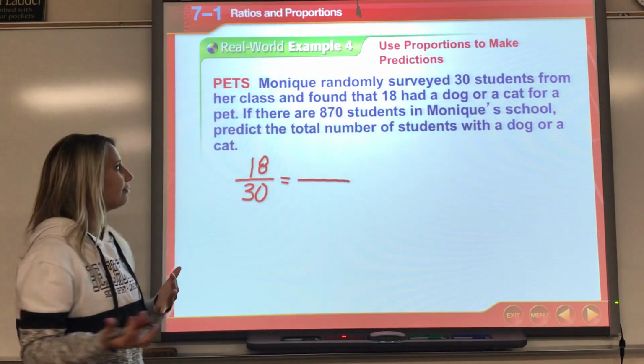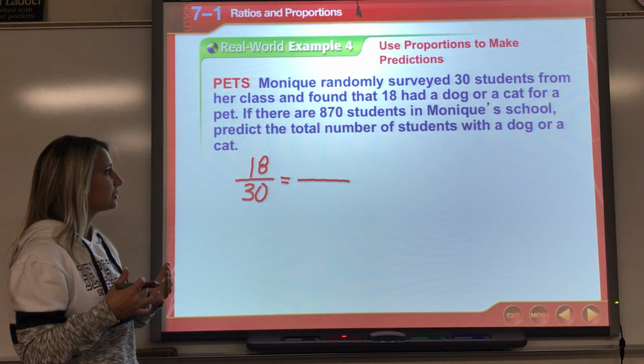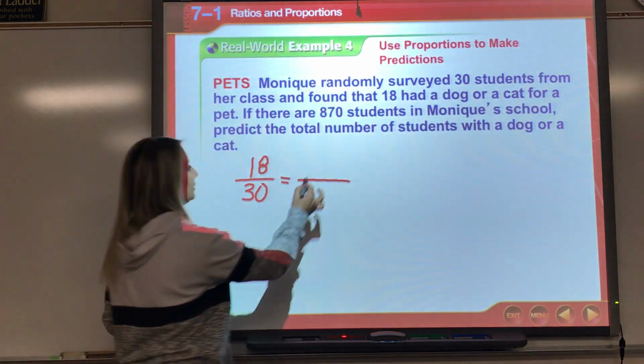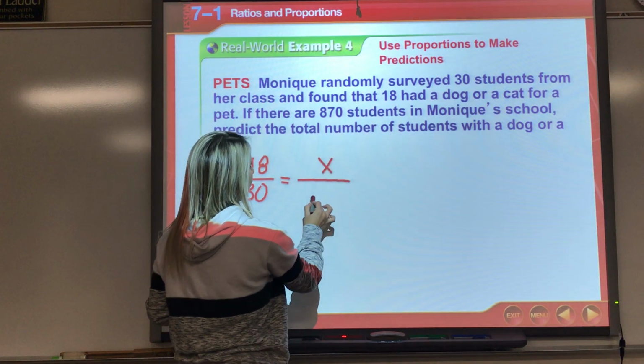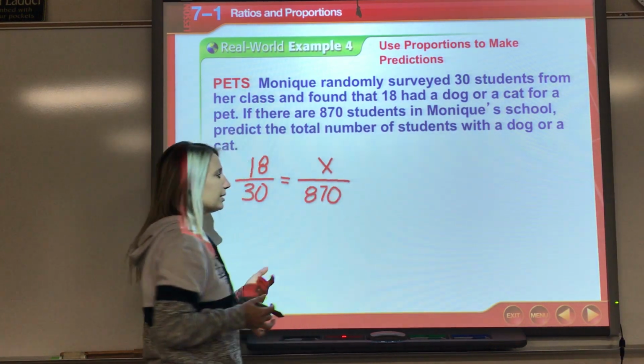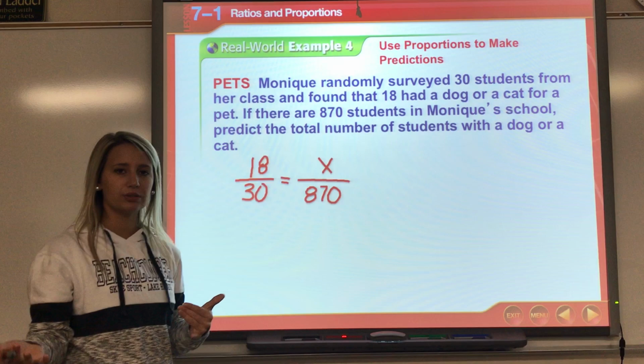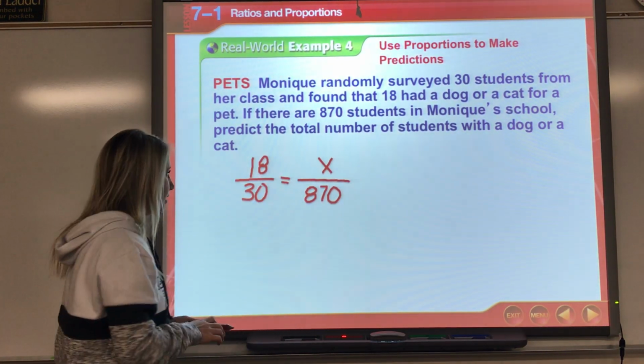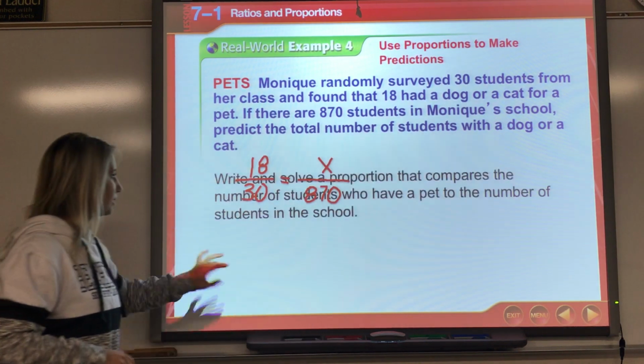Now what we're trying to find is how many students in the entire school would have a cat or a dog. So I would say x over 870, because this 870 is the total amount of students in her school. X is what we're trying to find, it's that part.